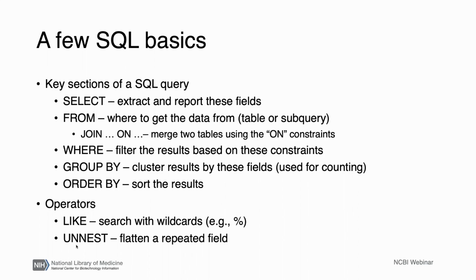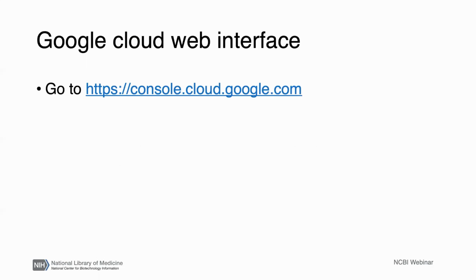We'll also see an unnest function, which is used to flatten a repeated field. Even if you're familiar with SQL, you may not have come across unnest before. Google BigQuery allows you to have fields that can contain multiple values, and those values can even have multiple subfields within them. Unnest allows you to just flatten them out and treat them like a table.